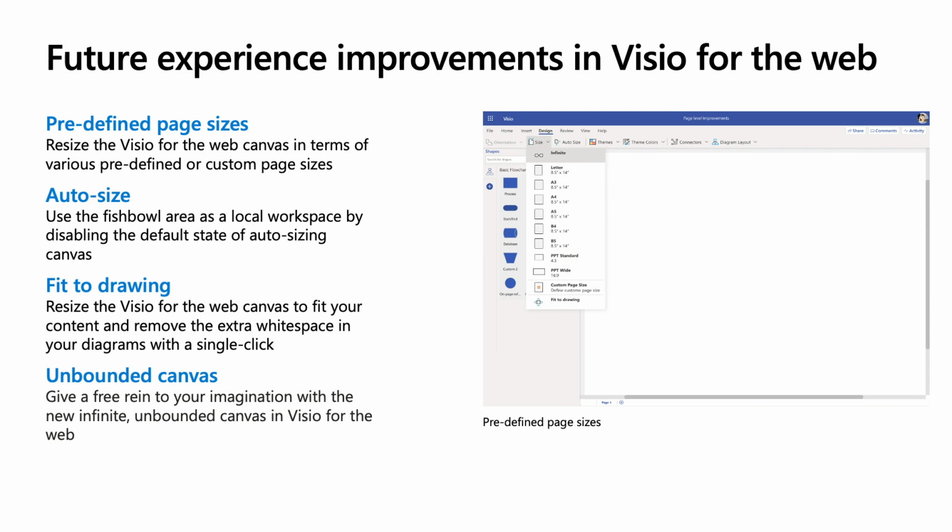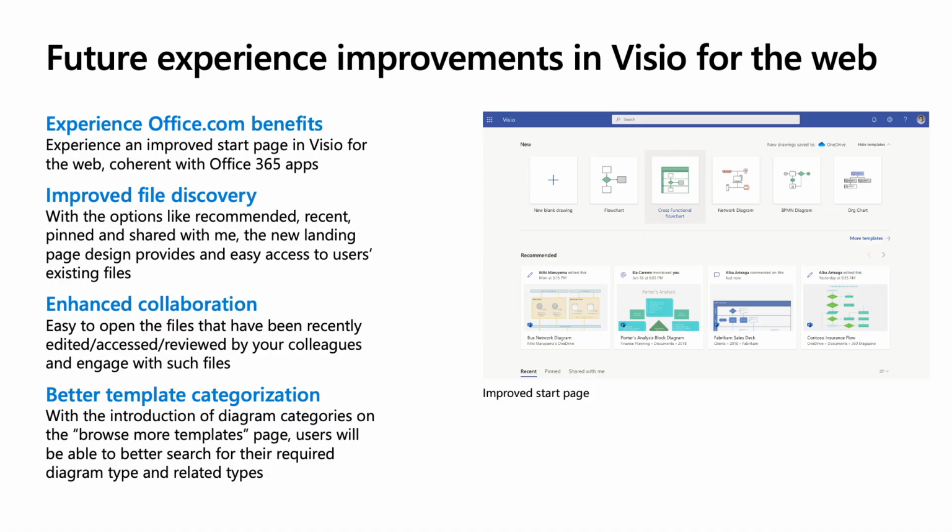You will experience a new kind of unbounded canvas in Visio for the web. As part of the future experience improvements in Visio for the web, we will also be working on the office.com landing page. With this new landing page, the user will experience a plethora of benefits, starting with the shared office.com experience. The user will see a landing page in Visio that is coherent with the other apps in the Office 365 suite.